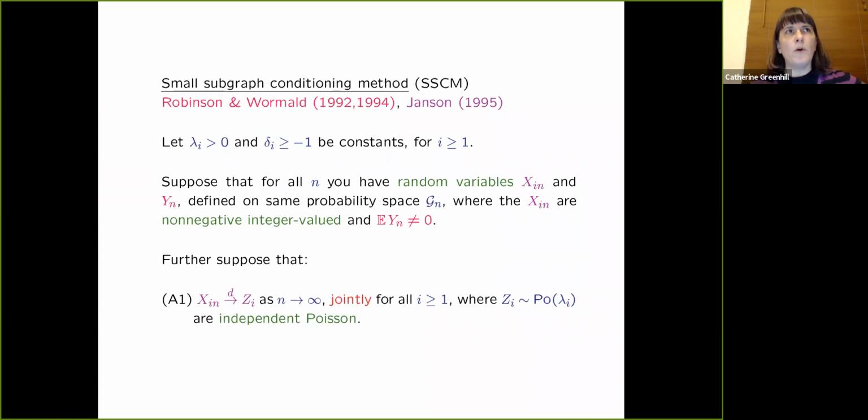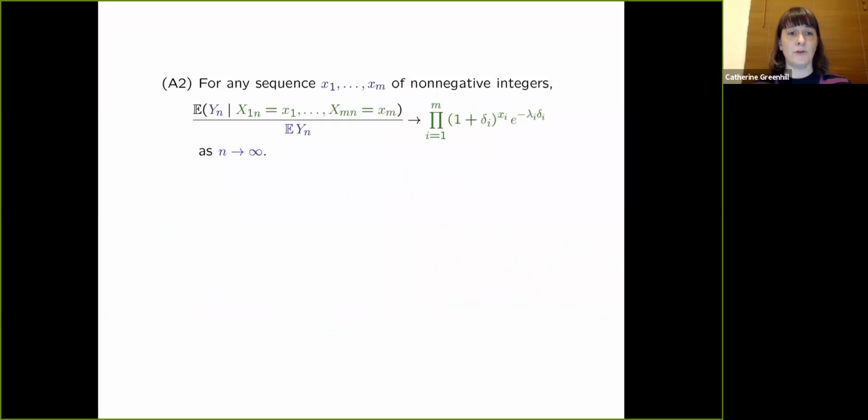Okay, then we need 4 conditions, which I can't fit on the same slide, so we'll just put the easy one on this slide, and then the next ones are on the next page. So you need the X_in to be asymptotically independent Poisson random variables. So each X_i tends in distribution to a random variable Z_i, which is Poisson, and the mean of Z_i is the constant lambda_i. And all that convergence happens jointly, okay? So you've got a bunch of asymptotically independent Poisson random variables sitting around. Next, A2.